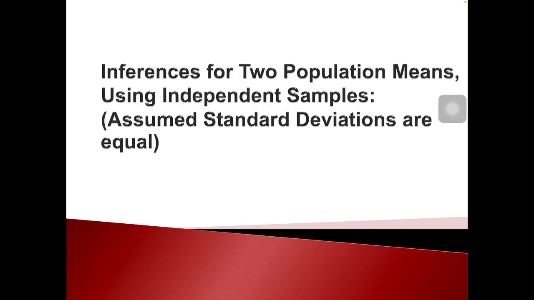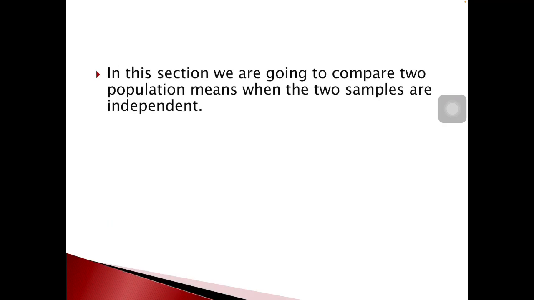Hi everyone. In this section, chapter 10.2, I'm going to explain inferences for two population means using independent samples. Throughout this chapter, we are considering independent samples. We assume that standard deviations are equal. So let's move to the section.